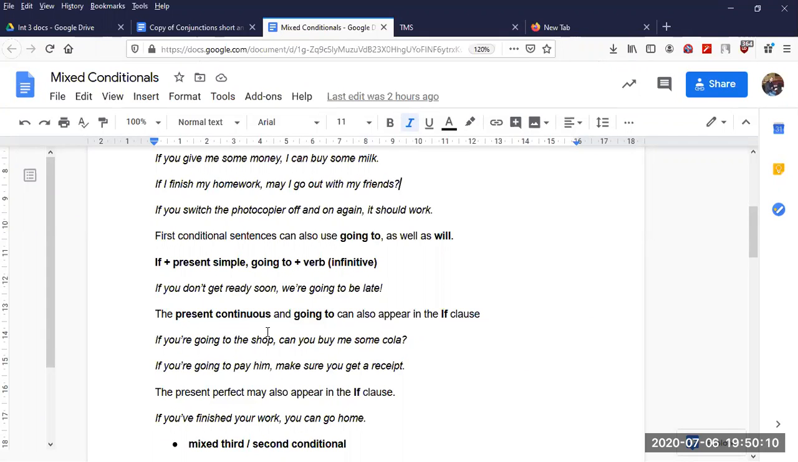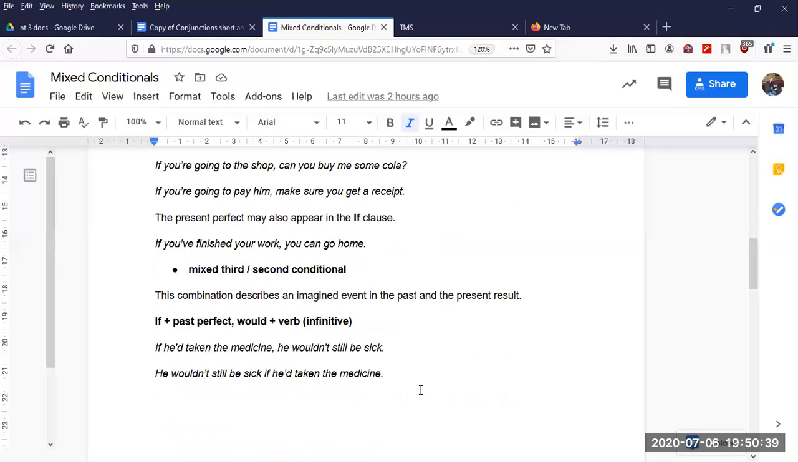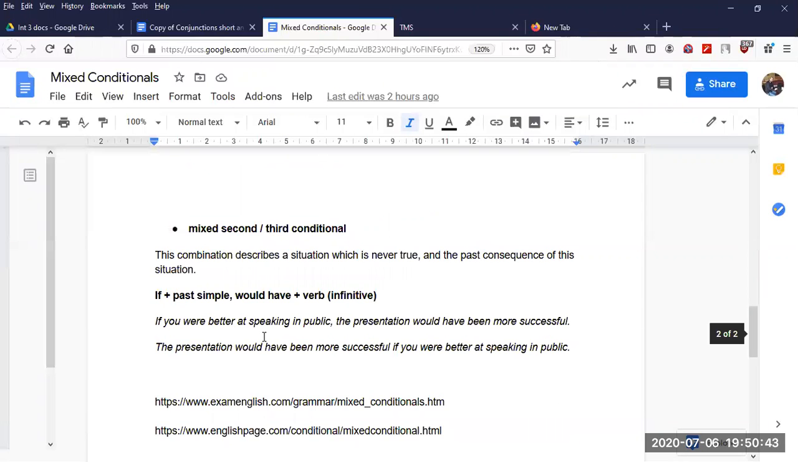The present continuous and going to can also be used in the if clause. So if you're going to the shop, can you buy me some cola? If you're going to pay him, make sure you get a receipt. The present perfect may also appear in the if clause. If you've finished your work, you can go home. So it's saying if you've completed this, you can do this. But really we're focusing on the mixed third and second, and the mixed second and third.